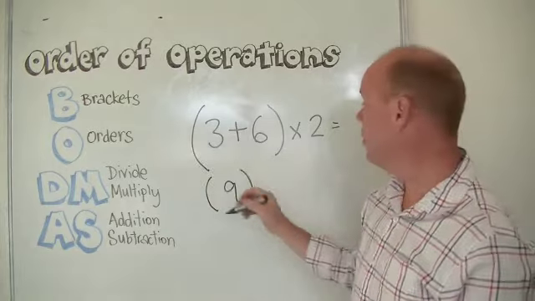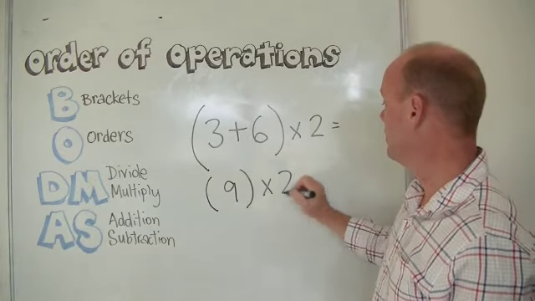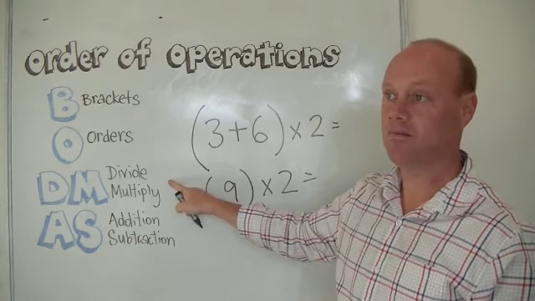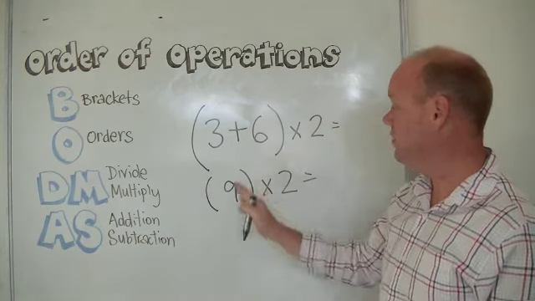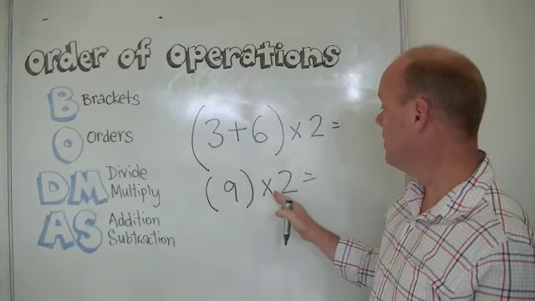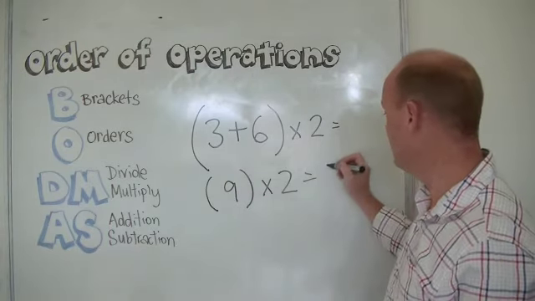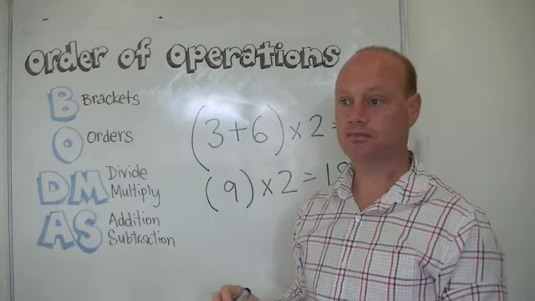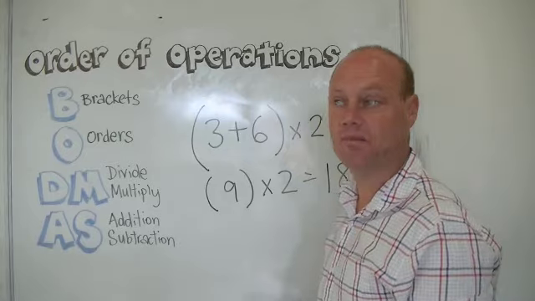Okay, there are no orders in this problem, but there is a multiplication or divide. So our next step, now that we've solved the brackets, there are no orders, 9 multiplied by 2 is 18. And 18 is the answer to this problem. Okay, so let's try something a bit trickier.